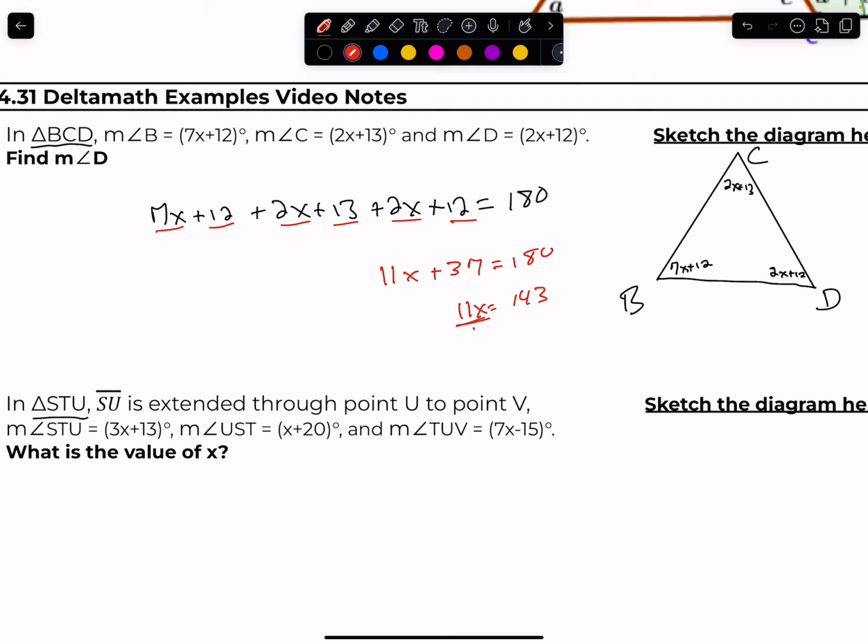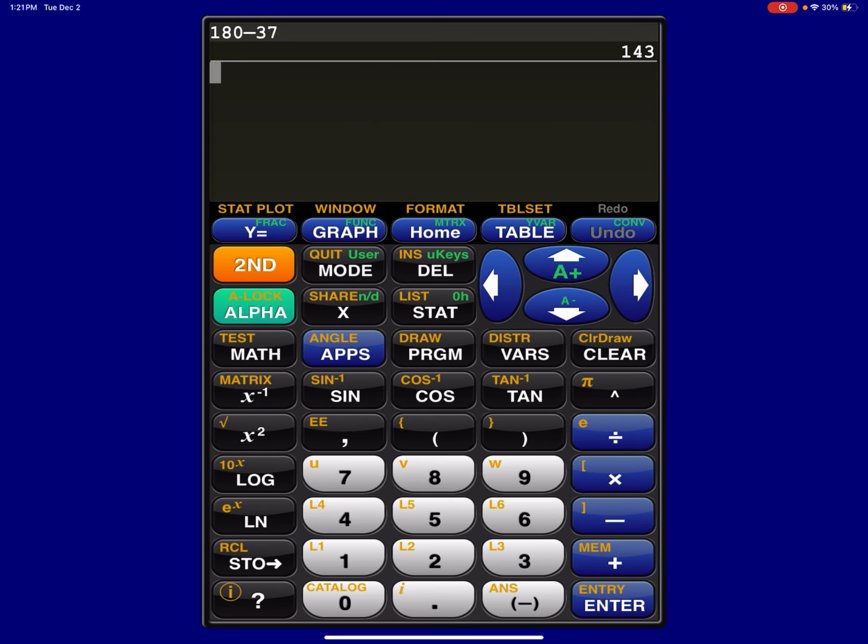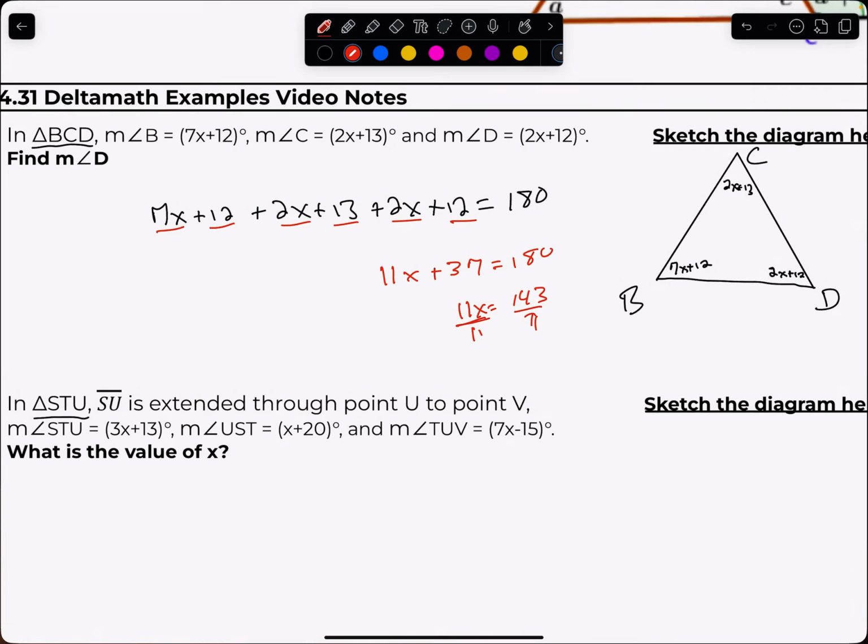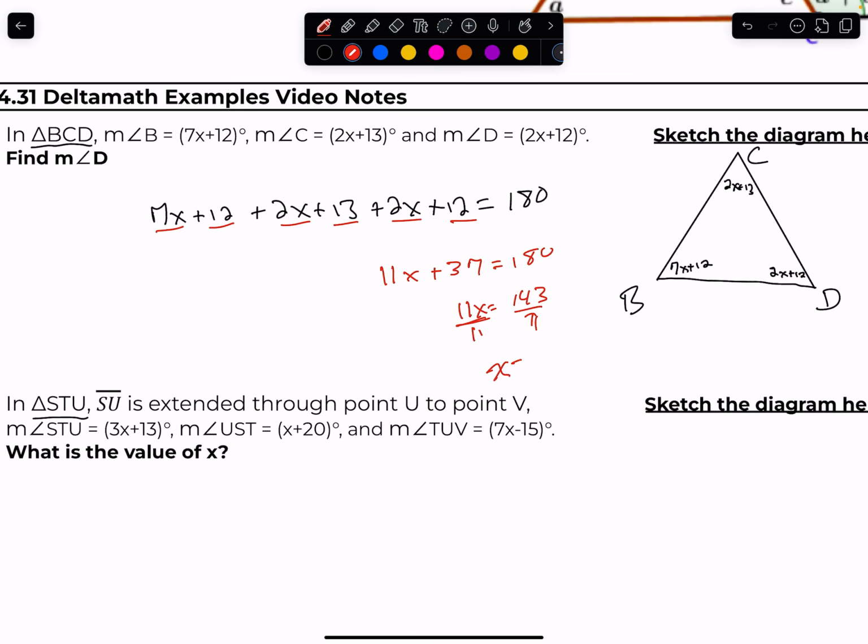143. And if I divide by 11 and then divide by 11, 143 divided by 11 gives us a value of 13, right? So I know that my x value is 13. Now watch out for that because we're finding the measure of angle D here, right? So we're finding this measurement right here.